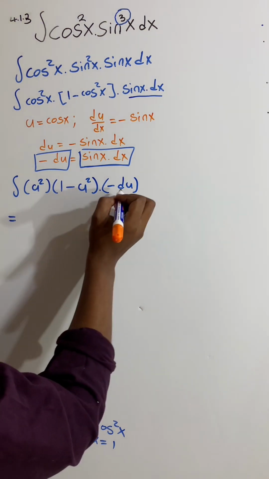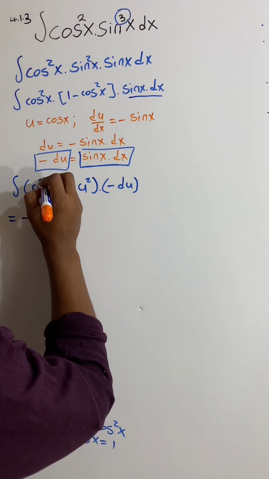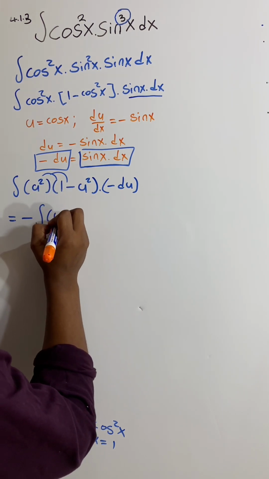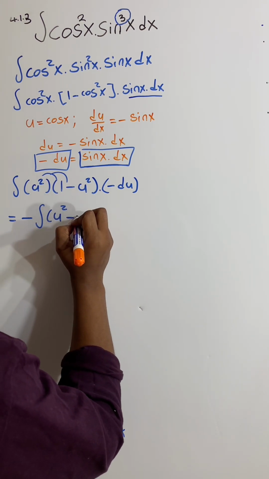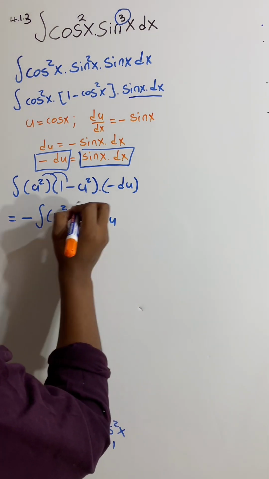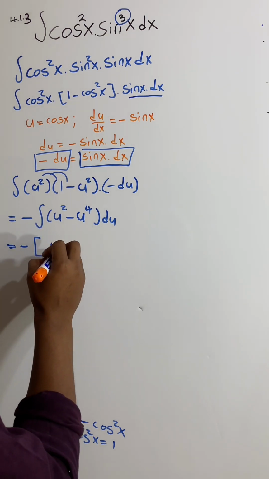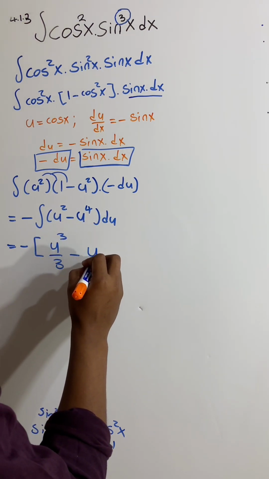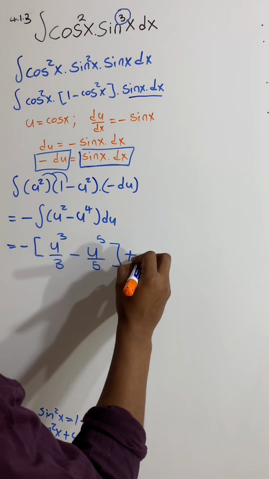We can choose to take the negative out of the integral since it's a constant, and we distribute the u squared inside our parenthesis. U squared multiplied by 1 is equal to u squared. U squared multiplied by negative u squared is equal to negative u to the power 4 du. That negative, we took it here. From here, we integrate. Integrating u squared, we get u to the power 3 over 3. Integrating u to the power 4, we get u to the power 5 over 5 plus c.